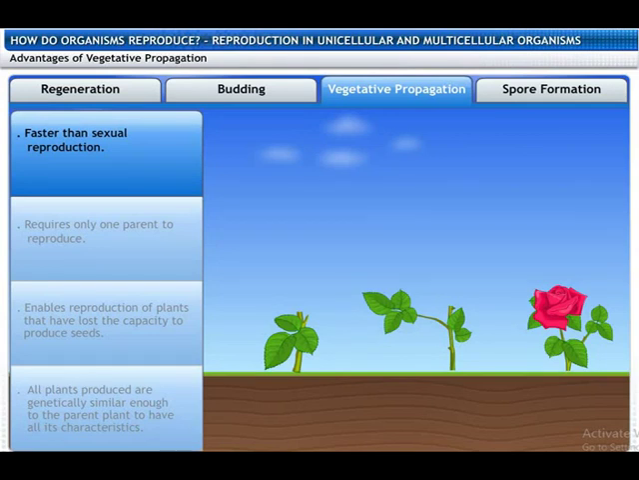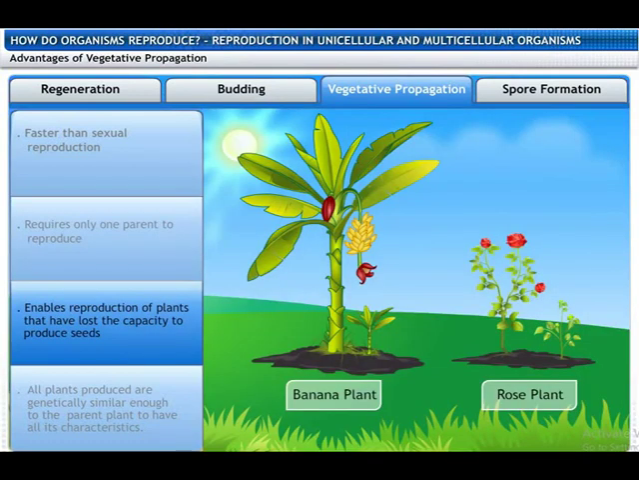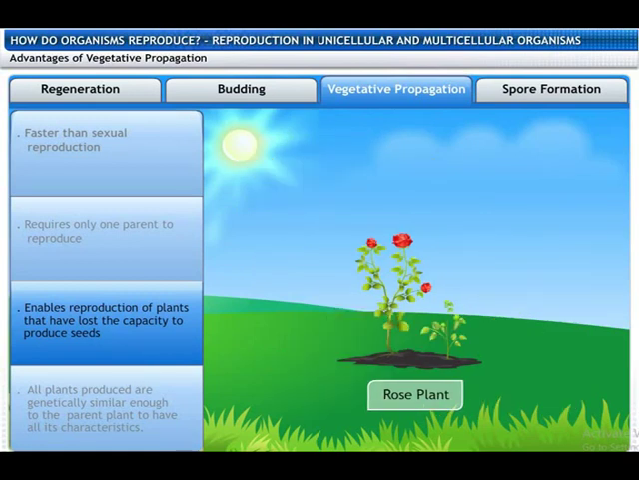Can you think of other advantages of vegetative propagation? Well, it requires only one parent, doesn't it? Good observation. But there's more. Let's figure out what the other advantages can be. Remember, plants like bananas and roses have lost the capacity to produce seeds. Vegetative propagation helps in reproduction of such plants.